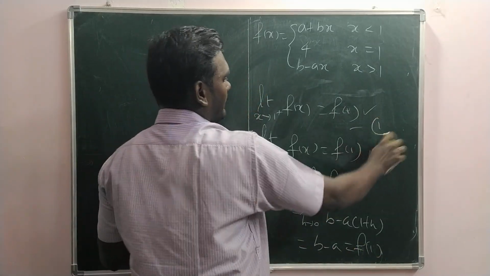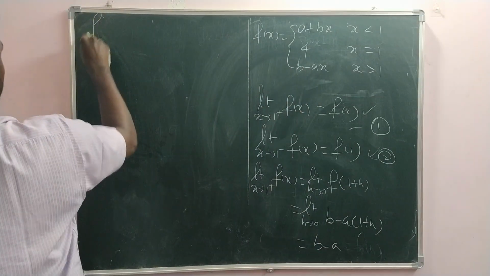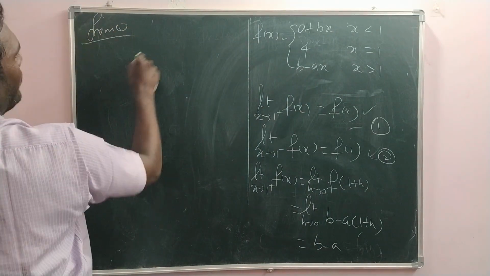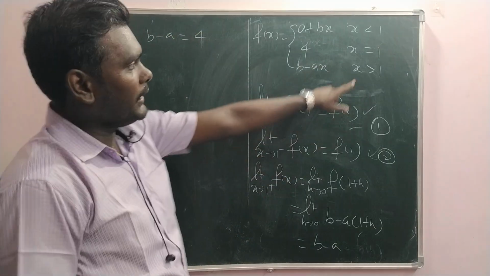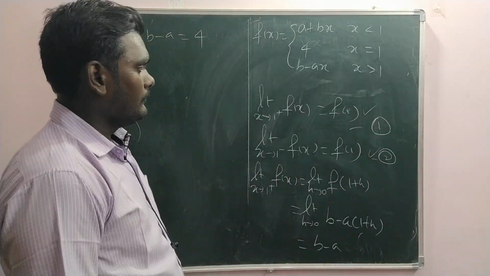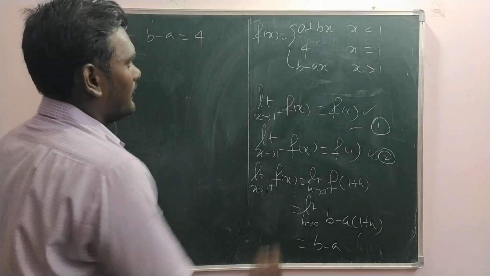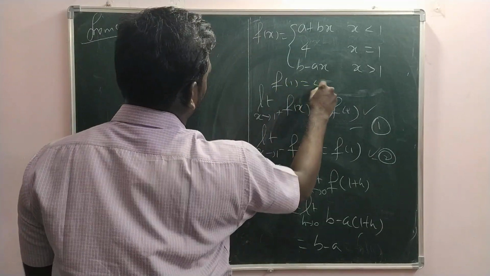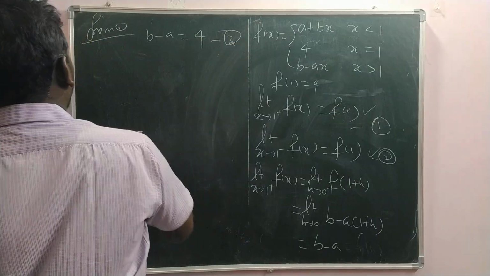Okay, I'm marking this is 1, this is 2. Now from 1 what we can get? This b minus a is equal to 4. f of 1 is 4, right? At 1. Question itself they have given, man. Okay, see f of 1 is 4. From this we can write, so this is the equation 3, let us say.